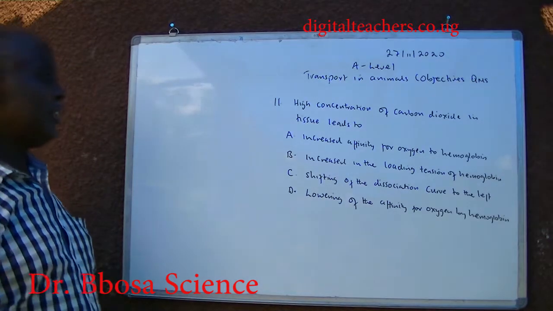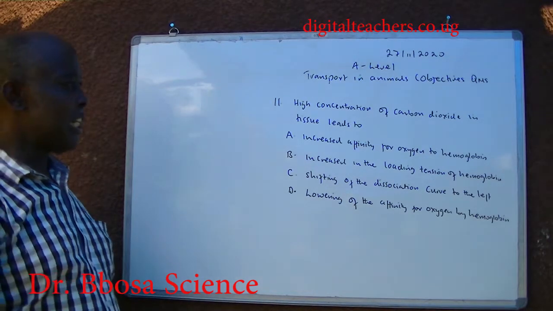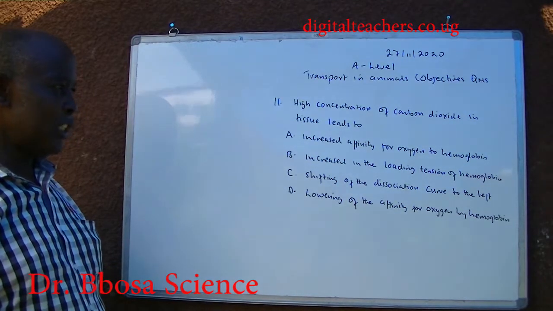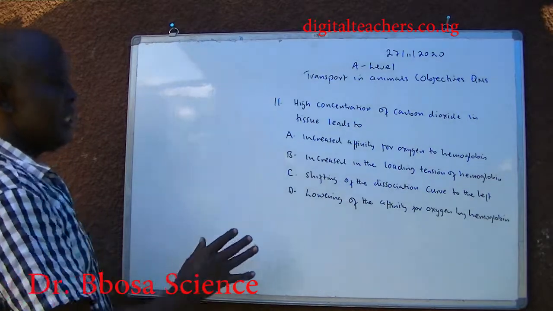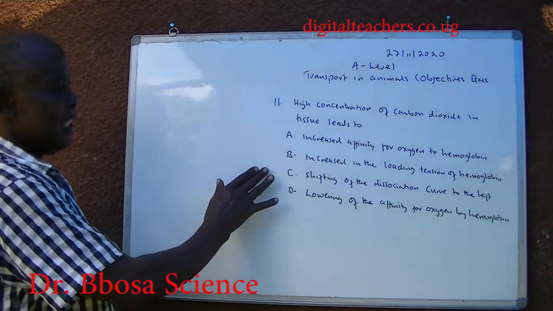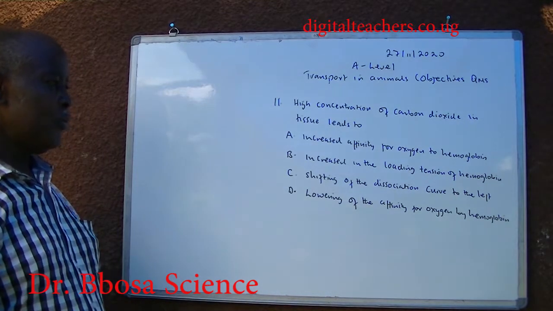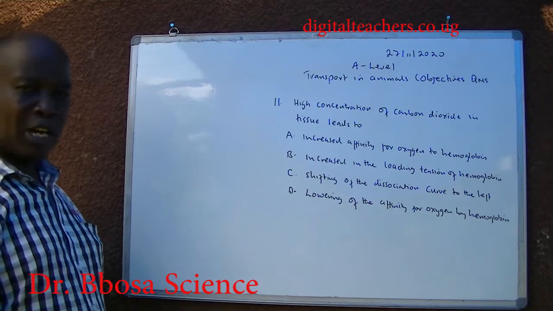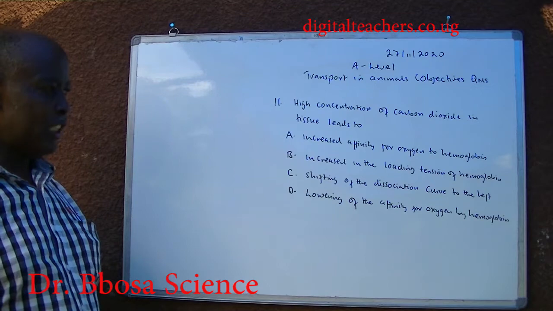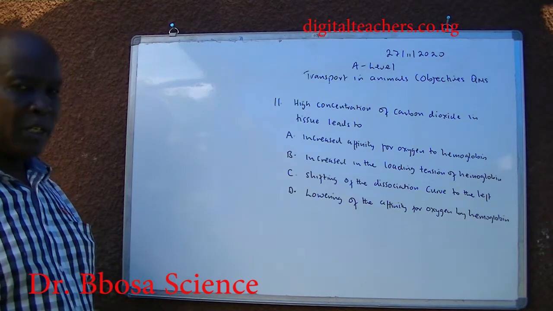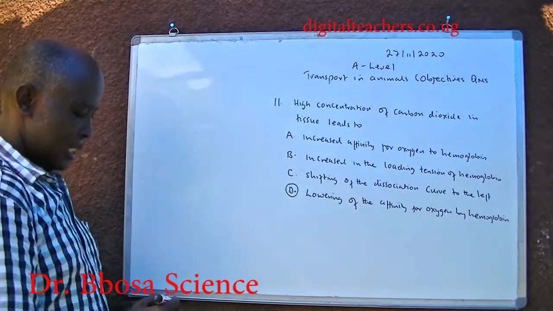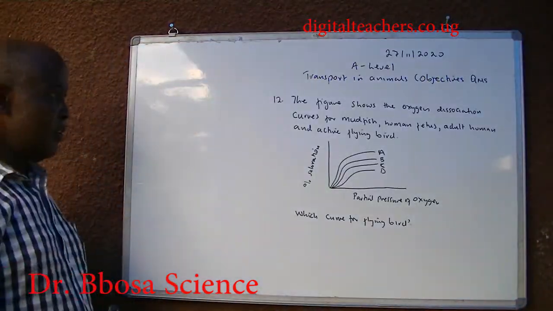Number 11. High concentration of carbon dioxide in the tissue leads to A. Increased affinity for oxygen to hemoglobin. B. Increased loading tension of hemoglobin. C. Shifting of dissociation curve to the left. D. Lowering of affinity for oxygen by hemoglobin. You can pause and answer. The answer is D.